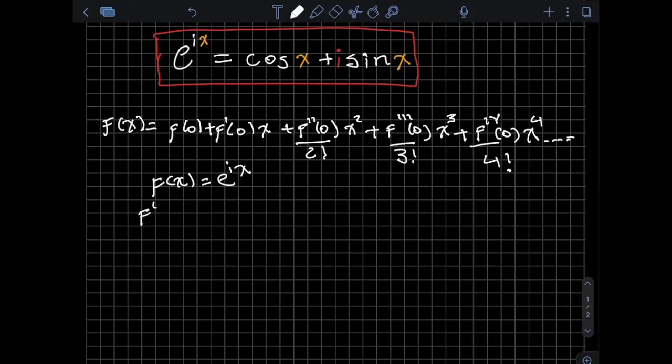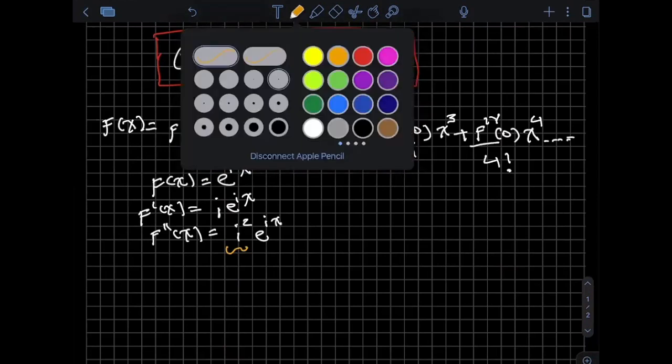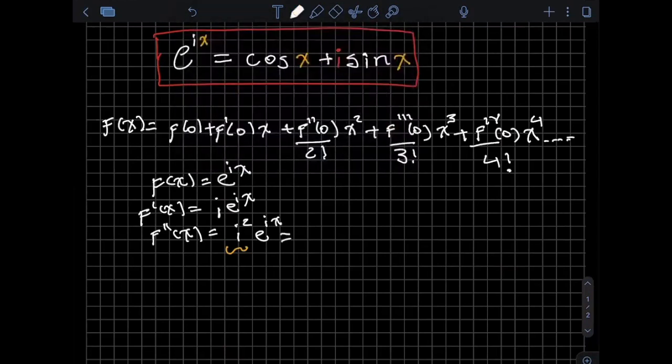Then f prime of x will be i e to the ix, and f double prime of x will be i squared e to the ix, and we know i squared is -1, so it will be negative e to the ix, and f triple prime of x will be negative i e to the ix, and finally f fourth prime of x will be negative i squared e to the ix, which then will turn out to be e to the ix.